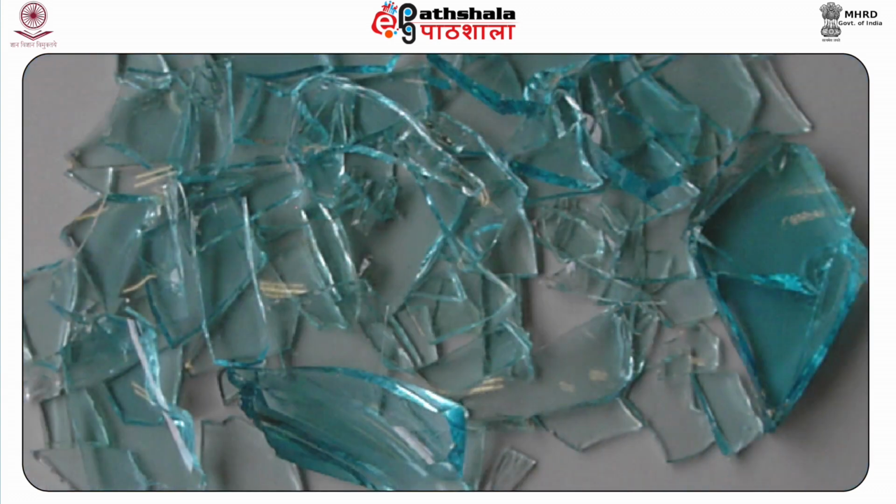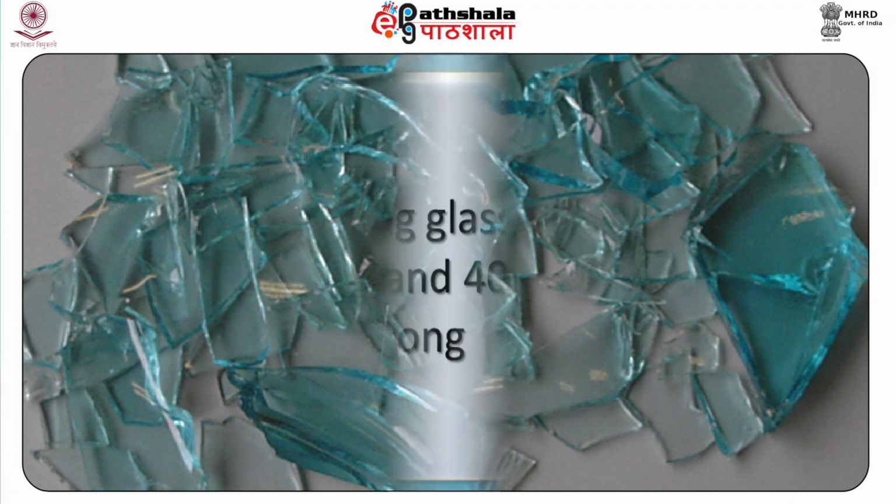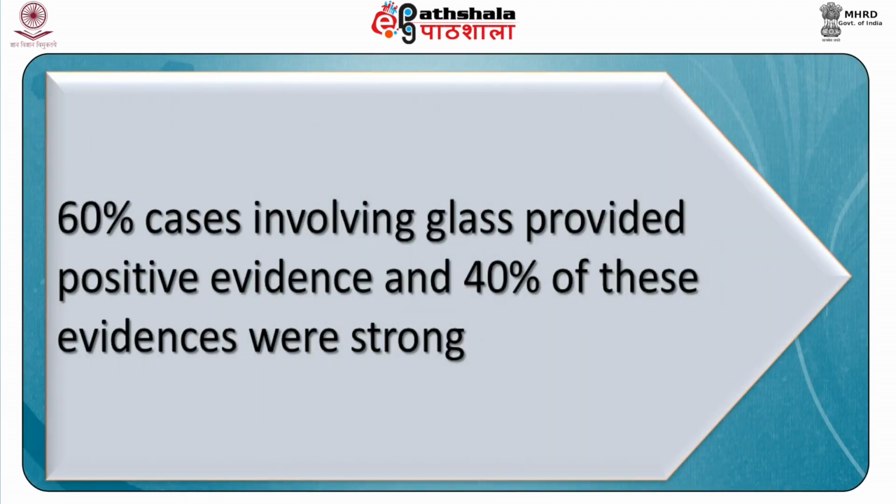Variation in manufacture of glass allows considerable discrimination even with tiny fragments. Research has indicated that 60% of cases involving glass provided some positive evidence, and that in 40% of these cases this evidence was strong. Depending on the circumstances, the findings can also refute the allegation that a person was involved in a crime.